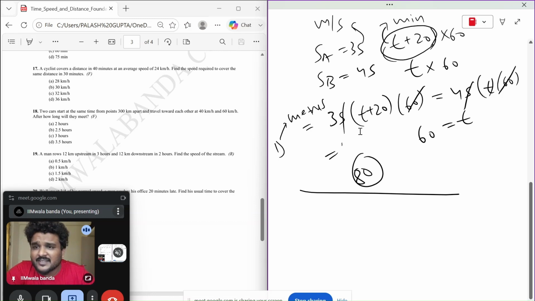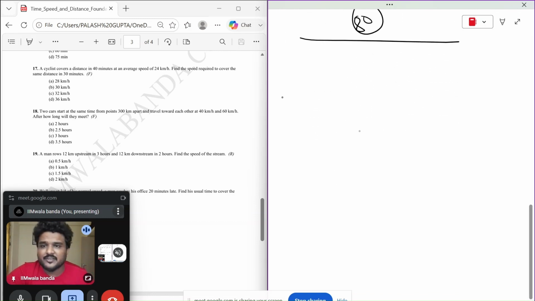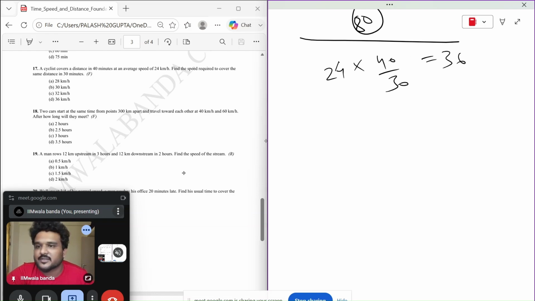A cyclist covers a distance in 40 minutes at an average speed of 24 km per hour. Find the speed required to cover the same distance in 30 minutes. Very direct question, right? We just did this type of question. 24 kilometers per hour is when he covers the distance in 40 minutes. Now he wants to cover the same distance in 30 minutes, so obviously he has to increase his speed. So it will be 24 into 40 by 30, which is 32.